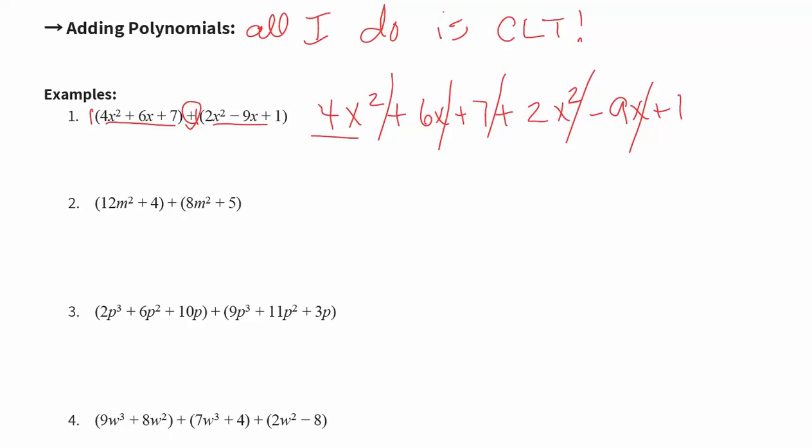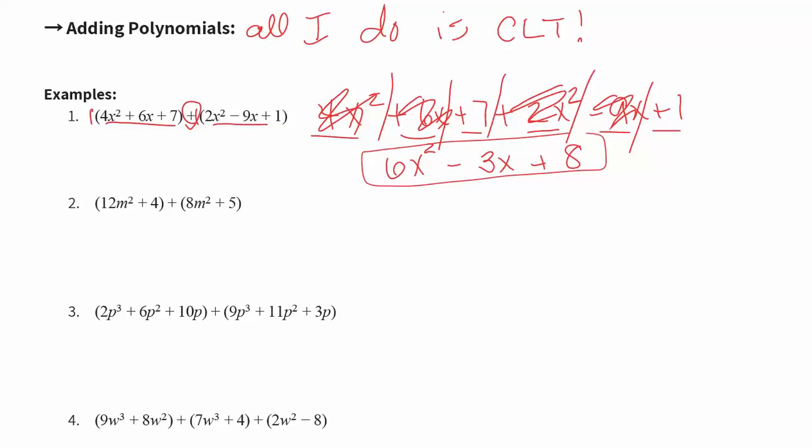4x squared I can combine with 2x squared, and I get 6x squared. 6x I can combine with negative 9x, and I get negative 3x. 7 and 1 add together to make 8, and I'm done.